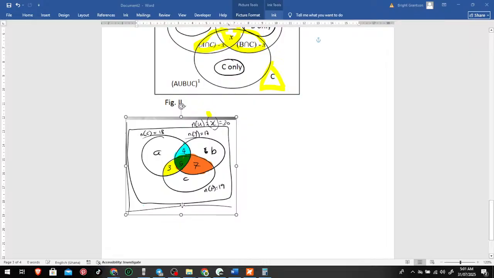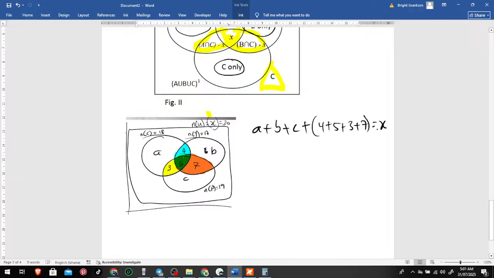We want to find those who do only one subject or one food. Who sell only one food? It means you see that we know that A plus B plus C plus all that is in this shaded region. So plus 4 plus 5 plus 3 plus 7 should give you the universal set X. Are we okay? Yes. You know that whenever we add all the regions, we are going to get the universal set.